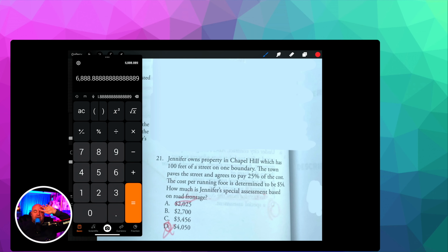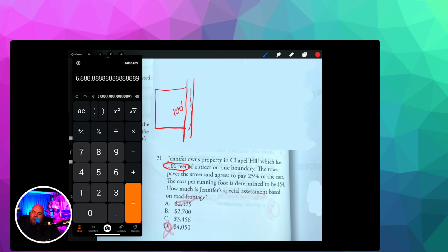Had a question about this problem out of the book, and it's related to calculating a special assessment for road paving. When it comes to this type of problem, you have to think about who owns on both sides of the road. The fact that somebody owns on both sides of the road. So if here's the road in the middle, and then we've got Jennifer over here as per the problem. It says she owns a property that has 100 feet of a street on one boundary. So her road frontage is 100 feet.